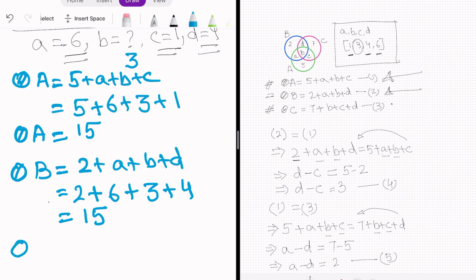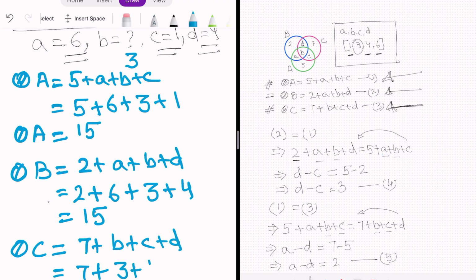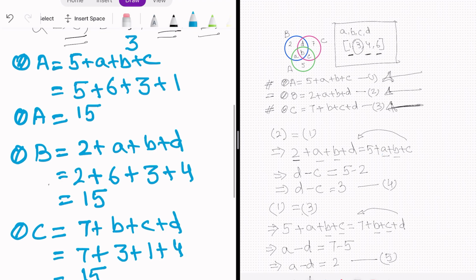Let me do the last check with circle C and see what happens. Circle C from this equation is 7 plus B plus C plus D, which is equal to 7 plus, if I put the values of B, C, and D, B is equal to 3, C is equal to 1, and D is equal to 4, I get 15, which satisfies all the conditions here.